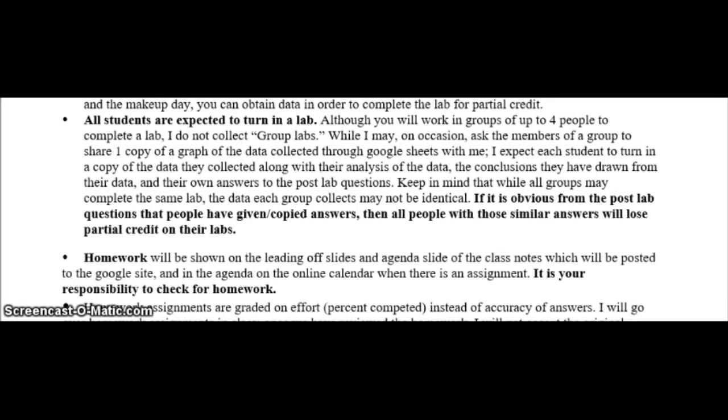Keep in mind that while all groups may complete the same lab, the data each group collects may not be identical. If it is obvious from the post-lab questions that people have been given or have copied answers, then all people with those similar answers will lose partial credit on their labs. I will not try to play the who-did-what game, and if it is clear to me that people have copied or shared answers, then anyone that I believe has participated in that will lose points.